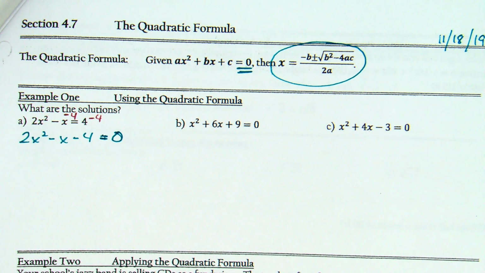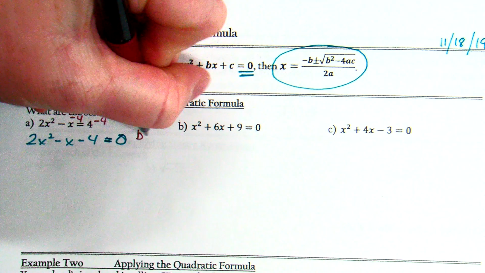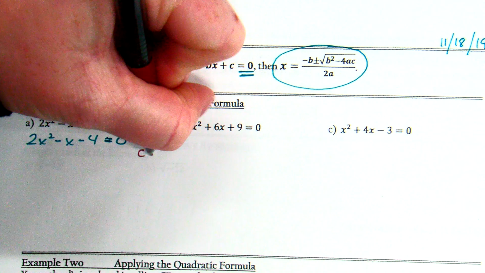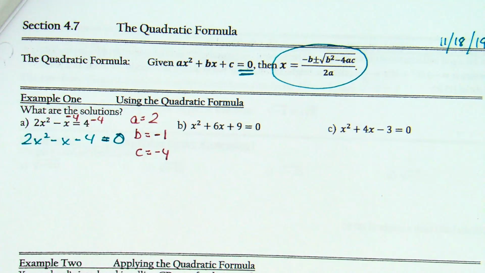Can you identify your ABCs on this problem? ABC. What is A? 2. 2, because it's in front of x squared. What is B? -1. -1, because it's a coefficient of x. And what is C? -4. -4. I'm not saying you have to write those down. That's just trying to get everyone in the groove here. So by all means, write them down if you feel the need to.